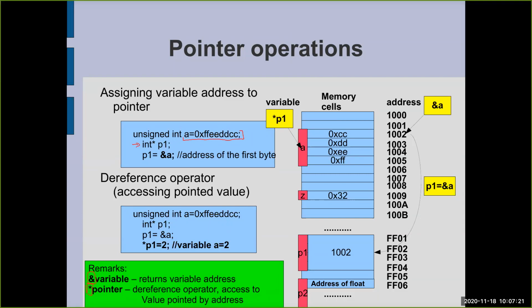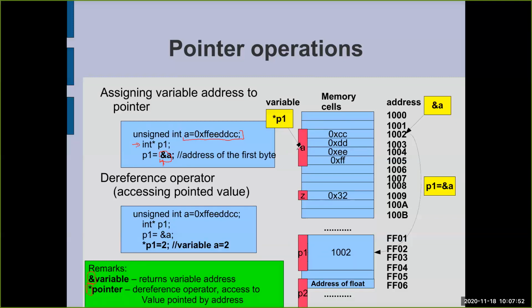So the first is ampersand. The ampersand reads the address of a variable. So this operator returns the address of variable a. Whenever you write ampersand variable, you get the address.